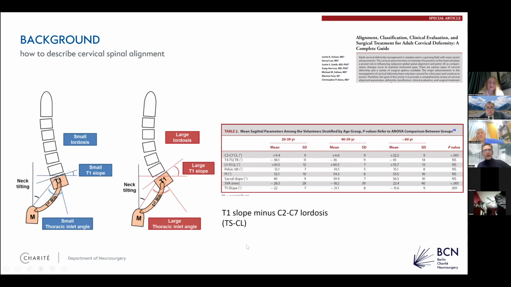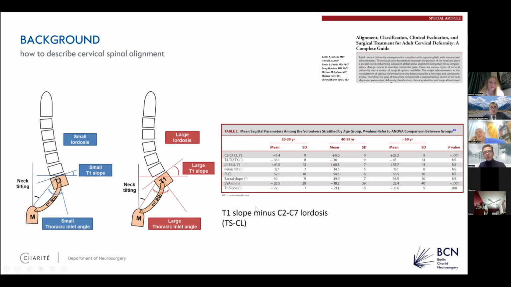So we have heard about one way you can describe the deformity or the lordosis: the Cobb angle between C2 and C7. Then you can also have the vertical line from C2 to C7, which is the C2-C7 plumb line. You will see it in the next slide.